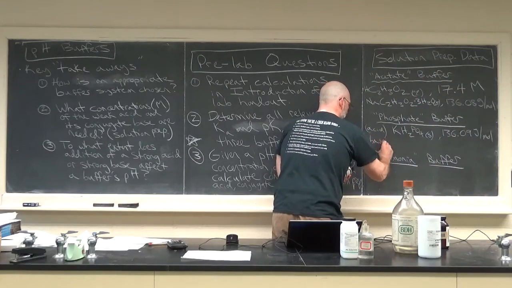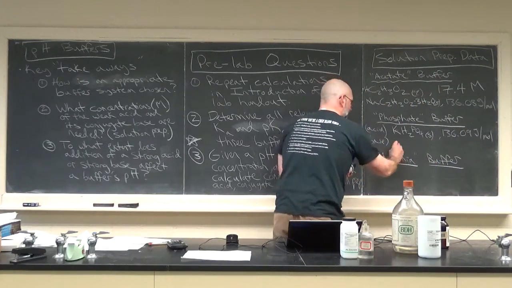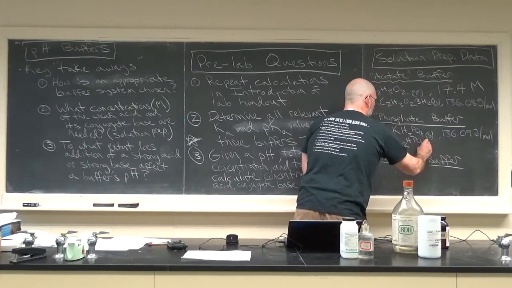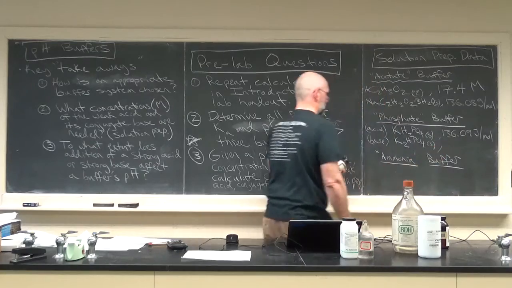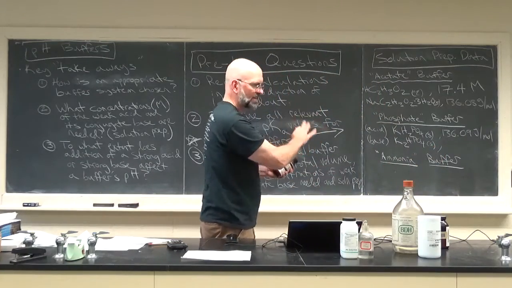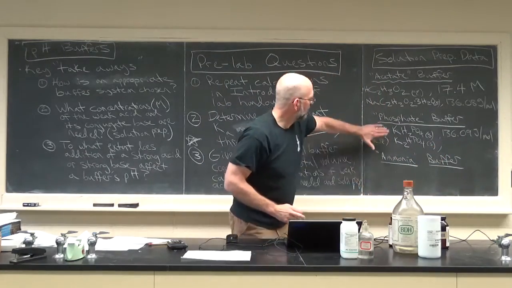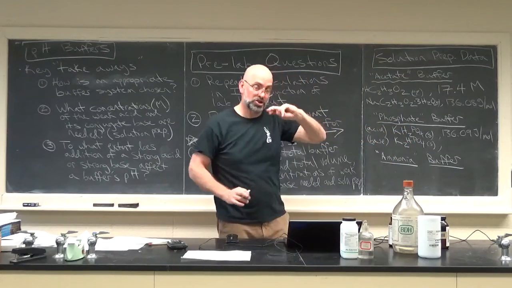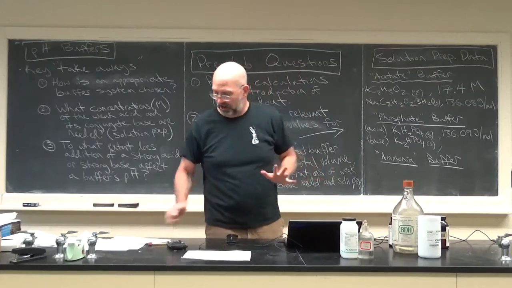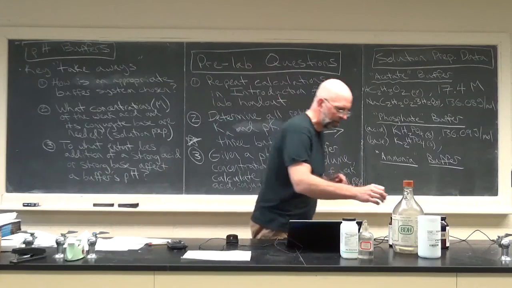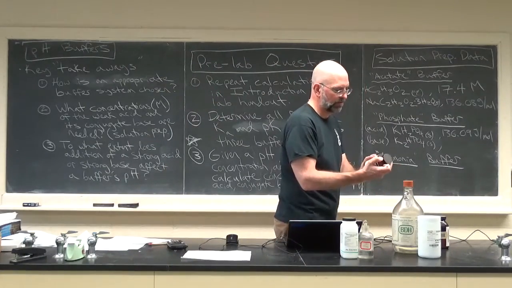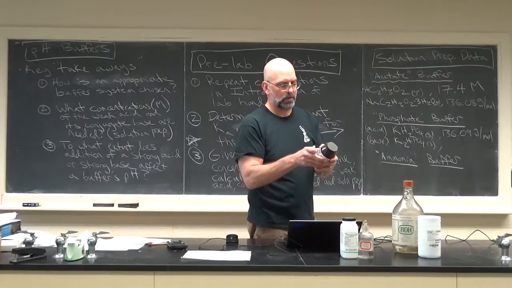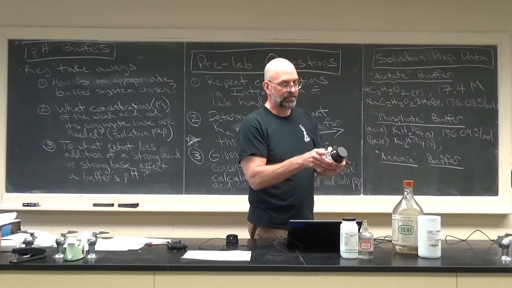The base is actually K2HPO4. Again, potassium is a spectator. So this is going to have a -1 charge. This one's going to have a -2 charge when you take away the spectator ions. Can't forget all that stuff. And this has a molar mass of 174.18.